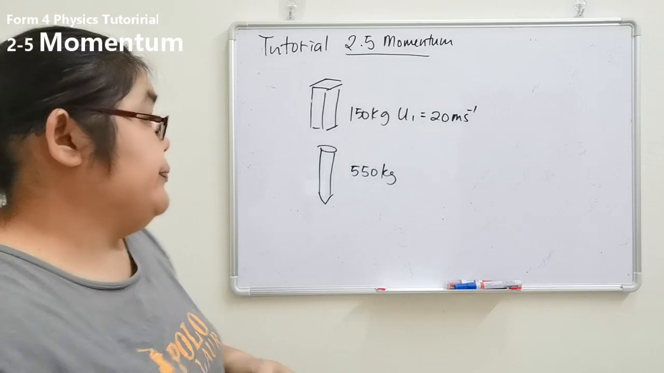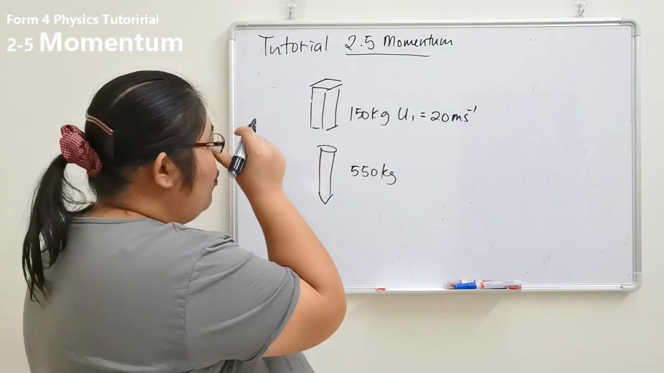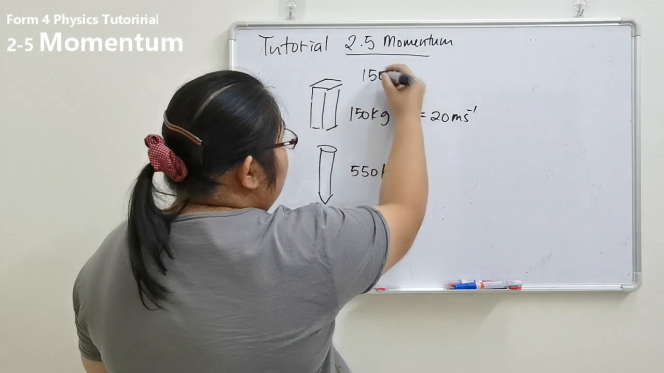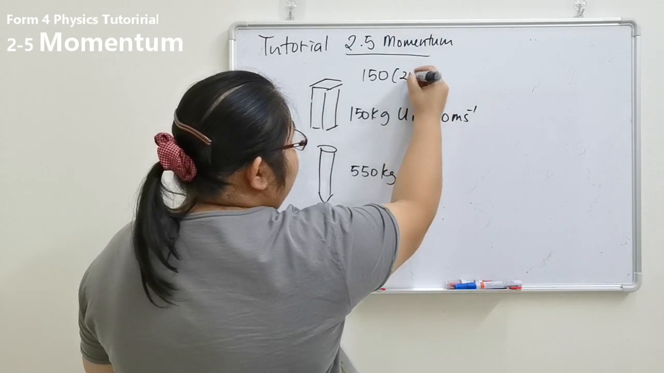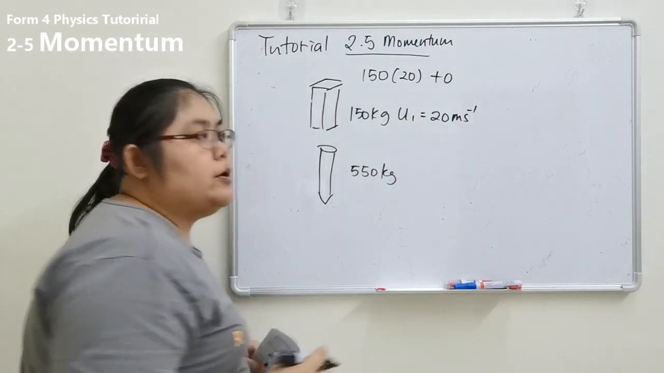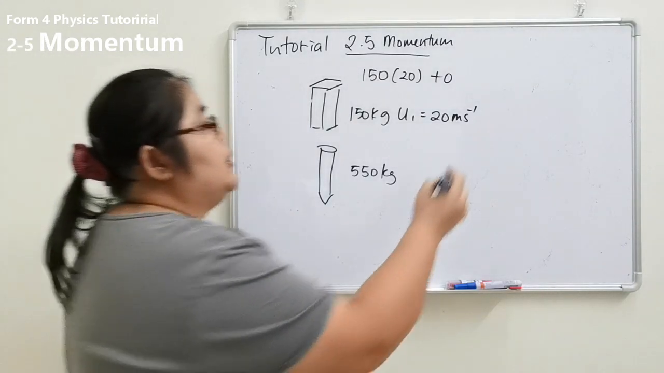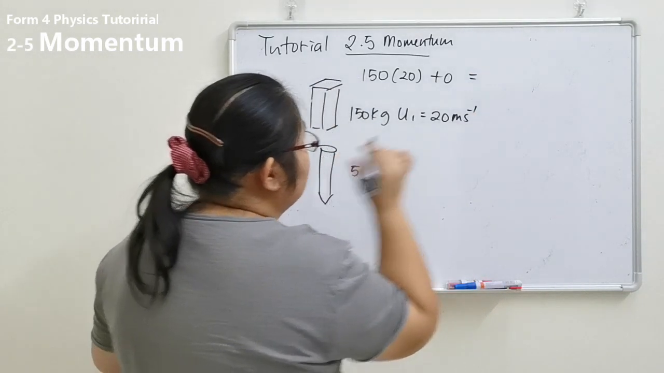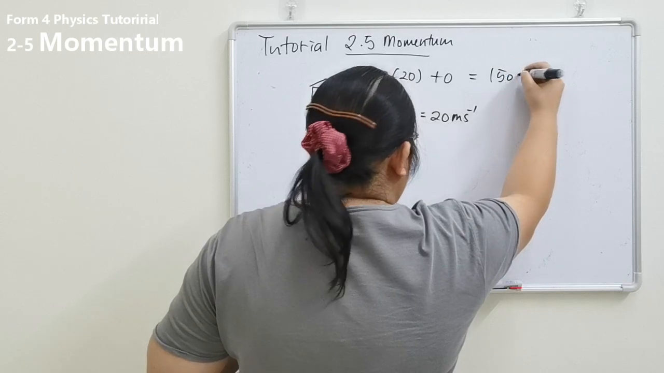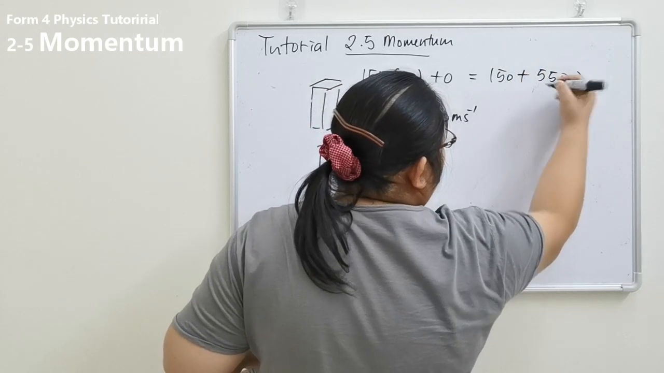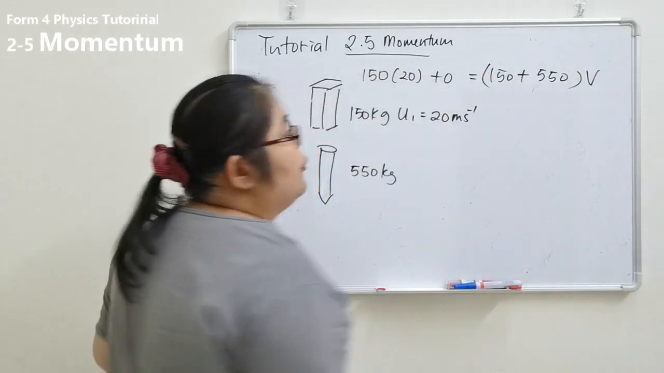So we do the calculation. Okay, first one, m1 is 150, u1 is 20, plus 0, because the foundation never moves. Okay, after that, they stick together. That means 150 plus 550, moving together with v.